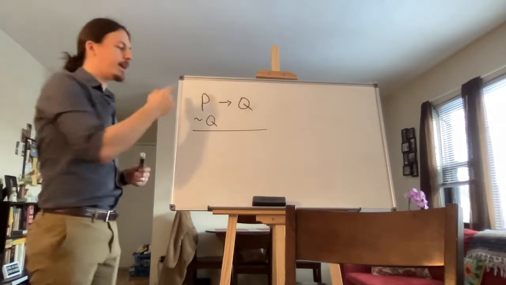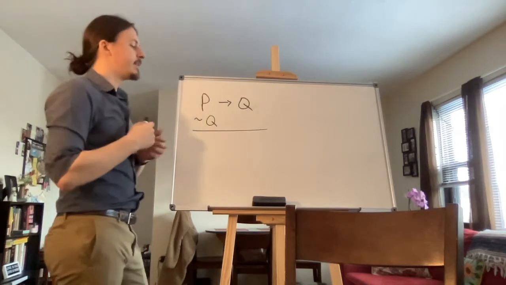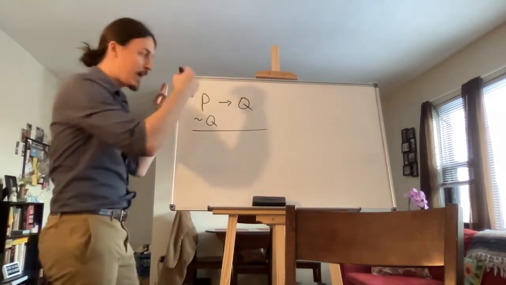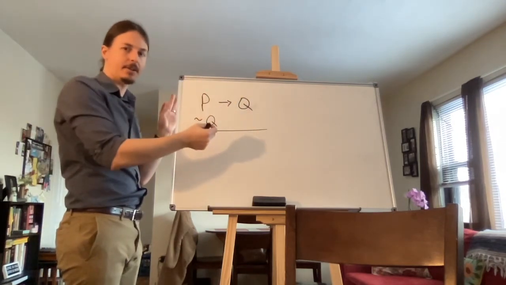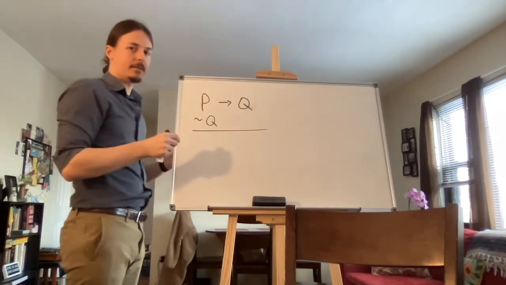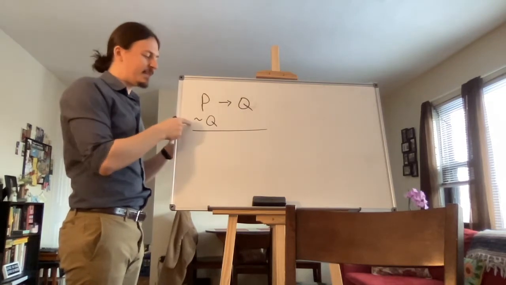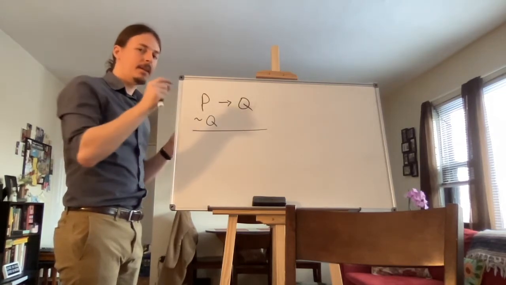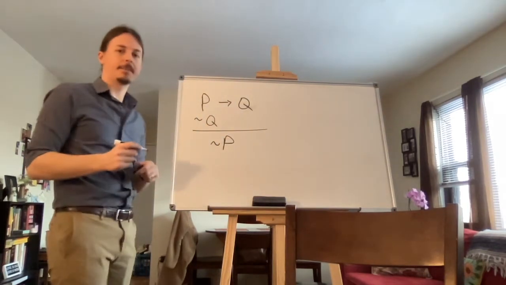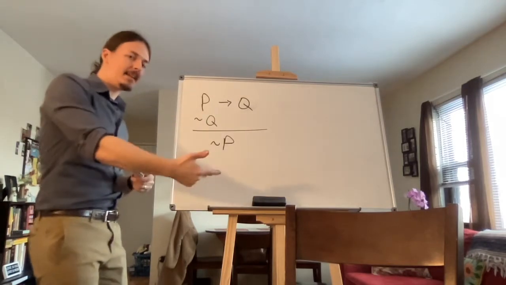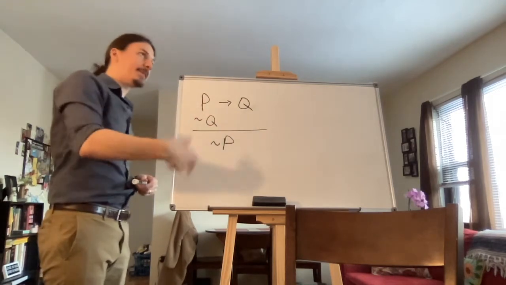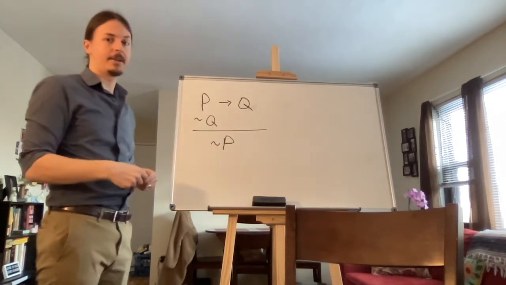Well, let's think about it. What a conditional statement means is that if P happens, Q has to happen, right? That's the condition. There's no such thing as P happening without Q happening. But the second premise says Q's not happening. Therefore, it must necessarily follow that P is not happening. Why? Because if it did, then Q would have had to happen, but we're negating the possibility of Q happening, and so in doing that, we're negating the possibility of the antecedent happening.